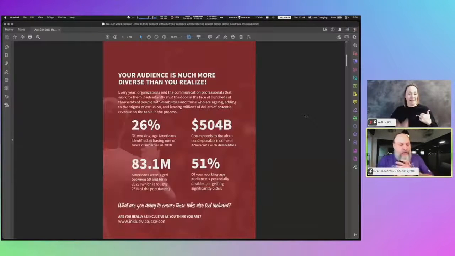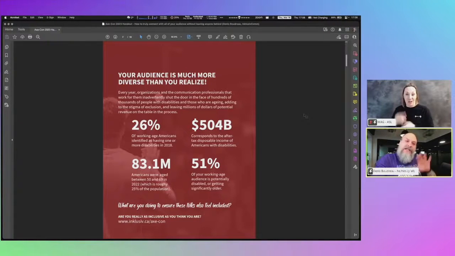So let's start with setting the stage for that entire conversation. Some of the statistics that you know already, some of which might be a little bit more surprising to you. Most of us know that about a quarter of working age adults in the United States have a disability, self-identify as having at least one disability. So that's 26% of the population, a little bit more than 1 out of 4, which is already a significant number of people. We also know from the American Institutes for Research that that particular group controls over $500 billion every year in terms of after-tax disposable income. So $504 billion a year is what they control.